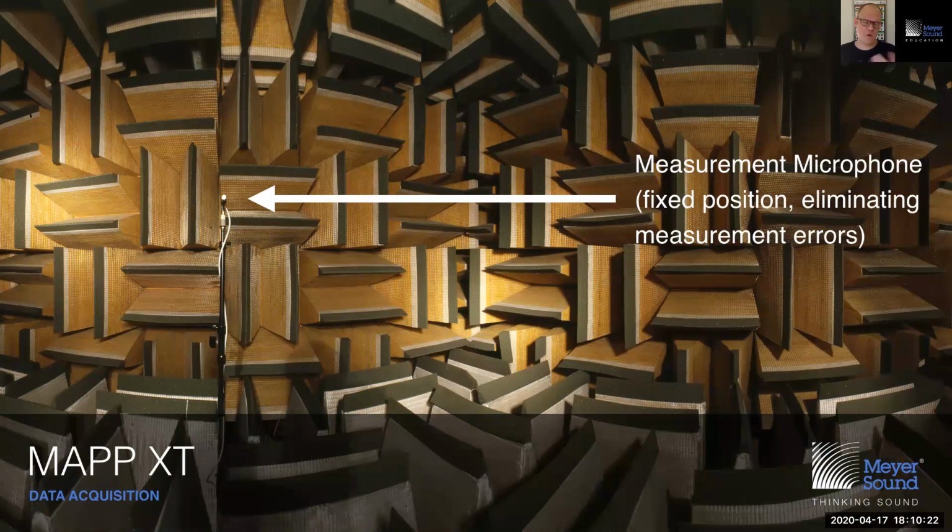Our measurement microphone obviously also lives in that same anechoic room, and it's stationary to minimize, to eliminate measurement errors. So we're not orbiting the loudspeaker with the measurement microphone. The measurement microphone is stationary, and we're rotating the loudspeaker around a certain center of rotation during measurement, or CRDM.